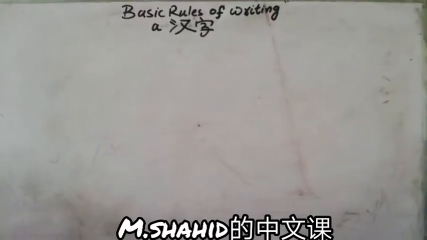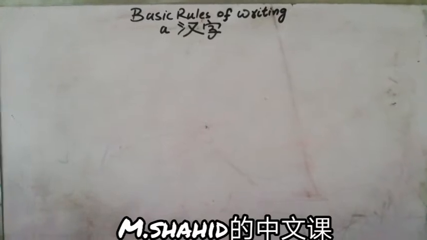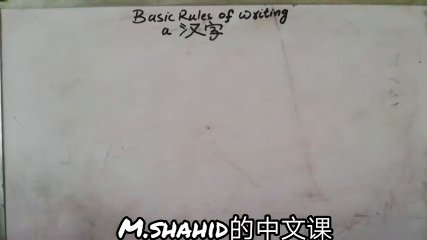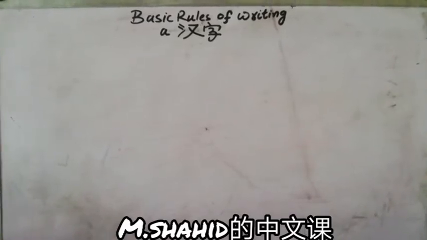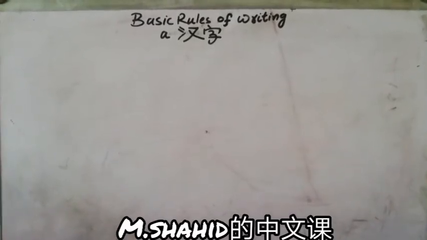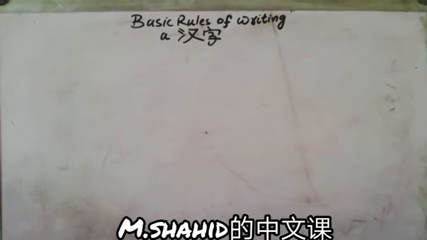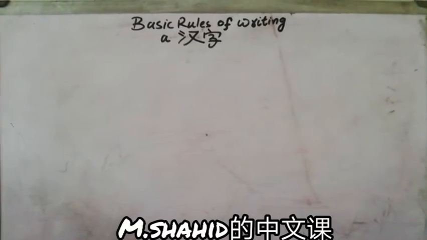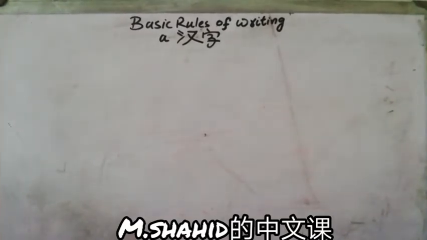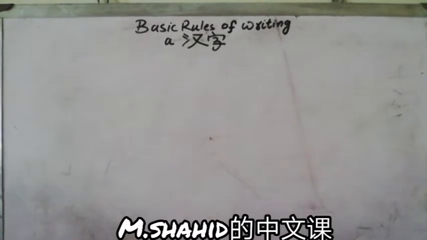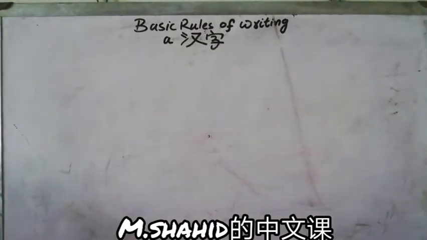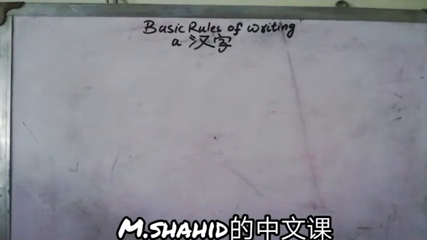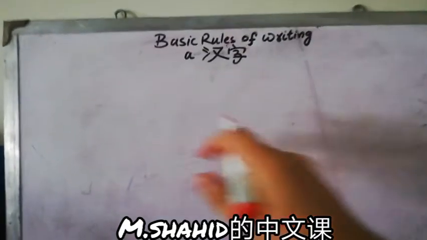I am Muhammad Shahid and today I will discuss basic rules of writing a Chinese character. Previously I have discussed five rules in which I told you what order of the strokes you should maintain in writing a Chinese character. Today we will discuss three more rules and we will have a firm grip of how to maintain a correct order when we try to write a Chinese character. So I will discuss today rule number six first.